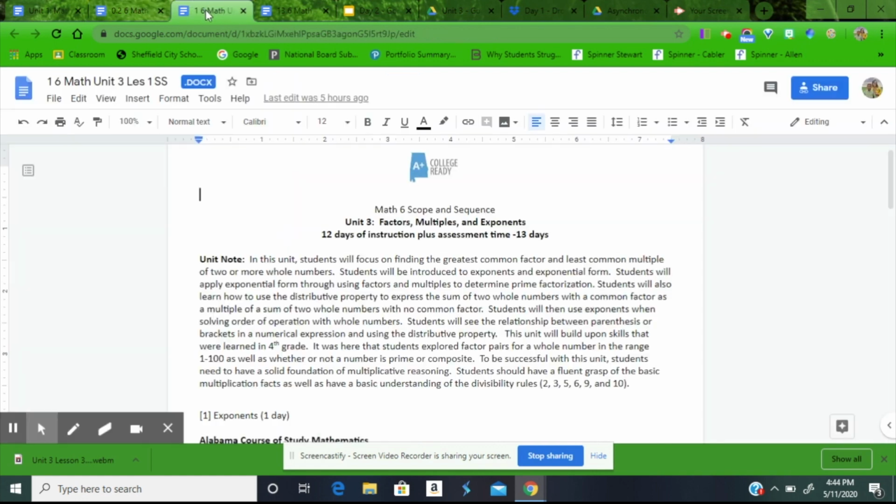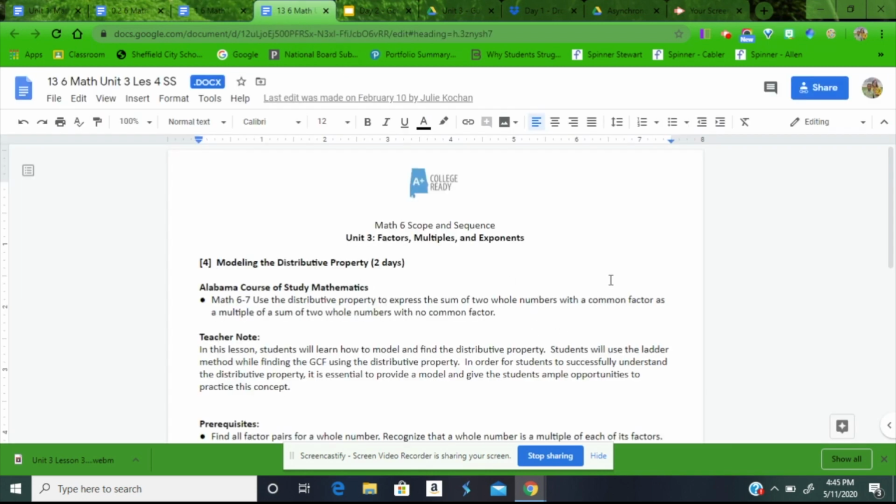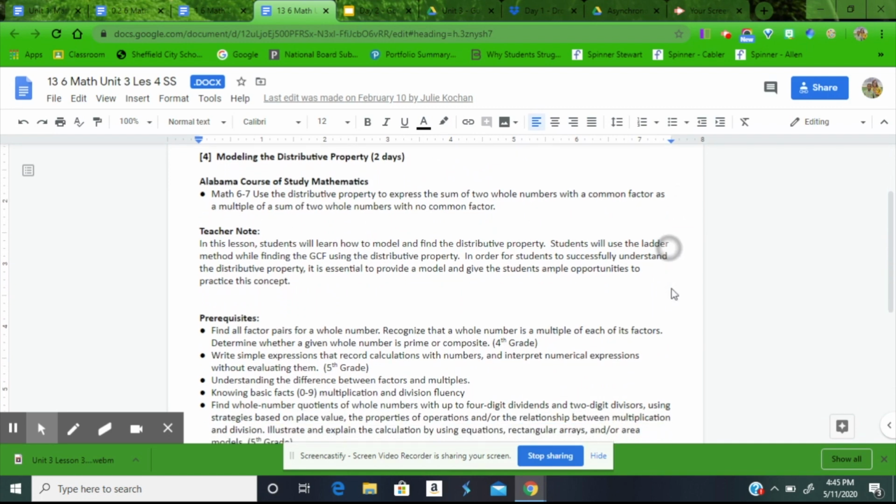So now we're going to look at, again, when you're planning out your lessons, refer back to your unit notes just so you get an understanding of where this unit is supposed to be going. Then we're going to go to our scope and sequence for Lesson 4, Modeling the Distributive Property, and notice here it's 2 days. There is your new Alabama course of study for mathematics and your teacher note.